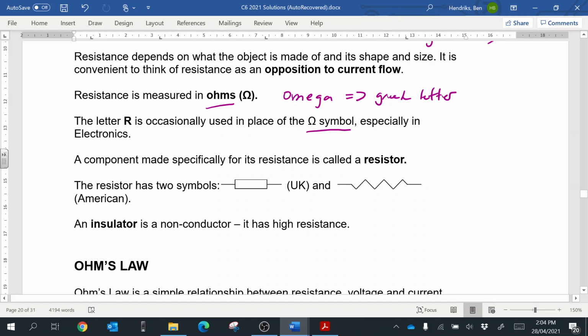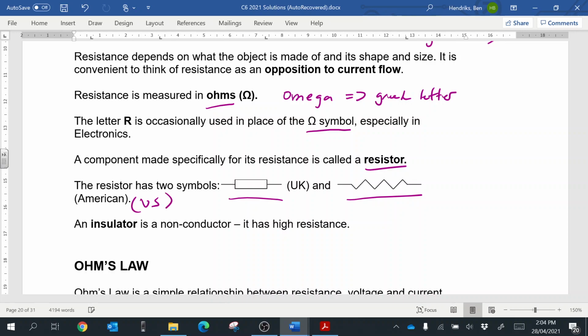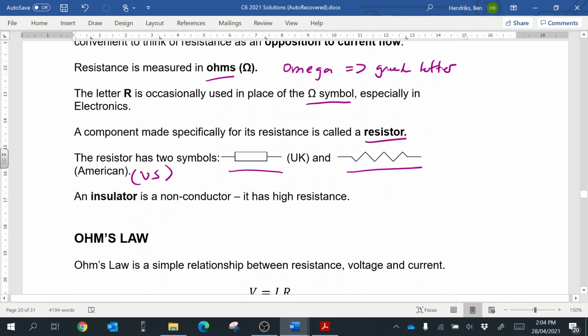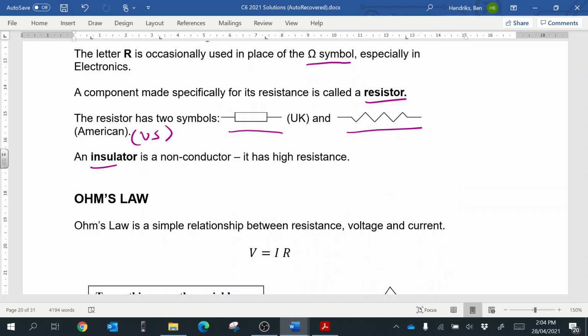A component made specifically for its resistance is called a resistor. The resistor has two symbols, which we've already seen earlier in this course. So it's like a rectangle and a zigzag. The rectangle is the UK variant, and the zigzag is the American or US version. An insulator is a non-conducting material. It has high resistance. Insulators, high resistance.